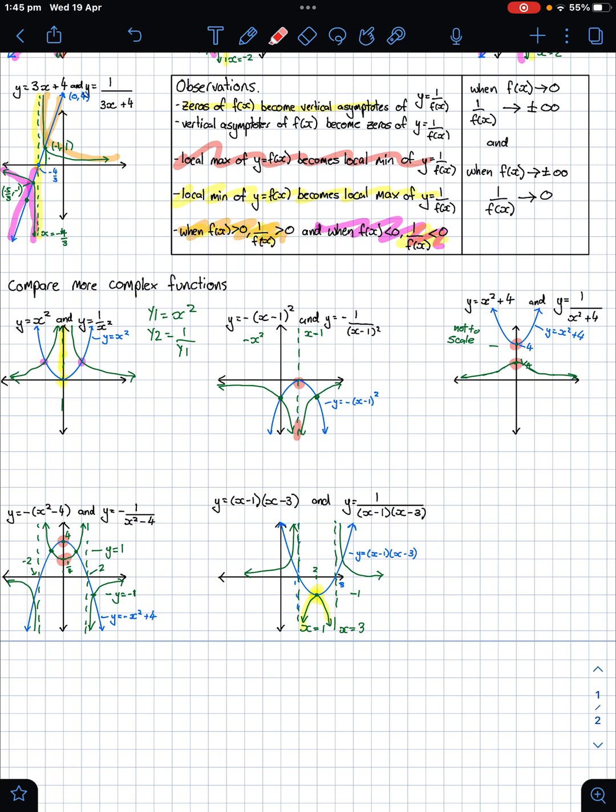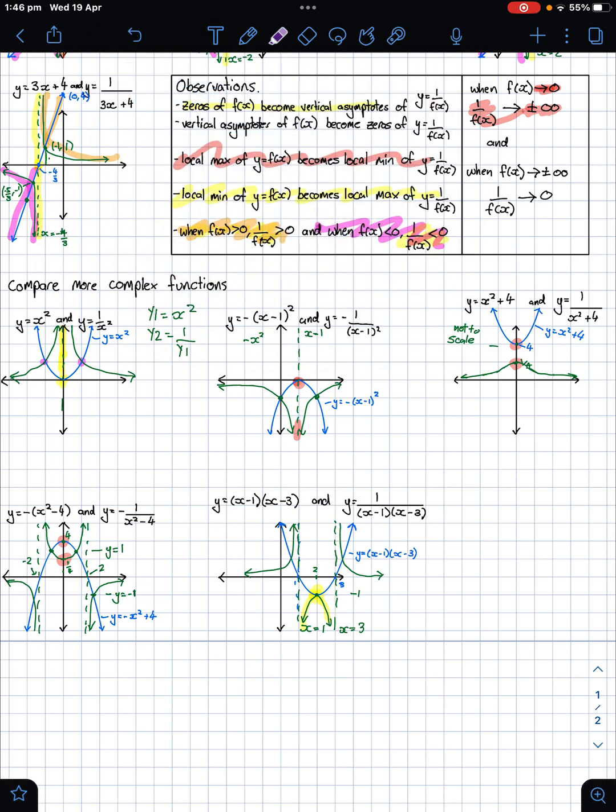All right, now vertical asymptotes of f of x. We didn't have any f of x functions we graphed with an asymptote. When f of x approaches 0, the reciprocal approaches infinity. So that's pretty much the definition of an asymptote. So as our function approaches 0 here, we notice that it approaches infinity.